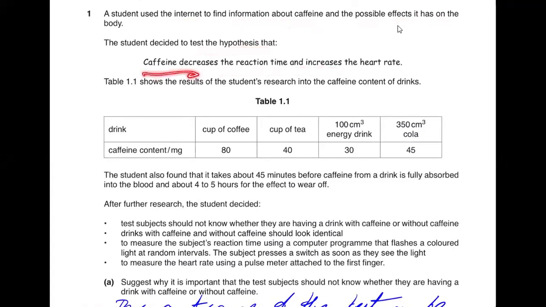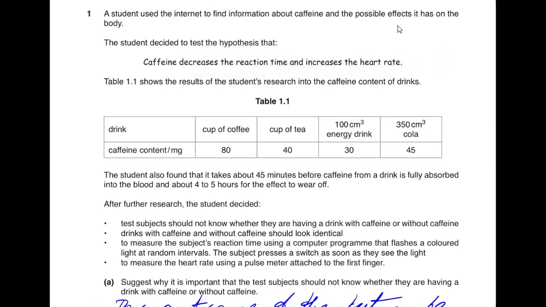So caffeine is being consumed, and the reaction time as well as the heart rate, these are two variables which in every individual will be tested. So the reaction time will decrease and the heart rate should increase. This is what the student hypothesized. So this is a hypothesis. This is not a null hypothesis. This is a hypothesis because he or she says that the association exists.